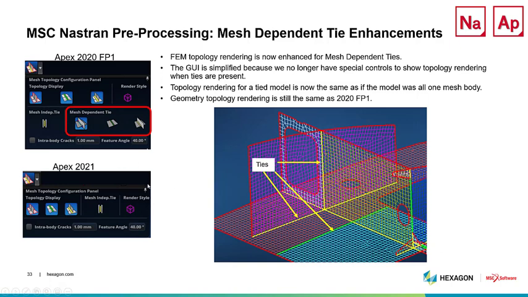In Apex 2021, due to the new capabilities, or basically the lack of restrictions, now you have the ability to show topology rendering when edge ties are present. Before, you had a lack of capability, and now that we fixed that, you can render your orphan mesh with edge ties better, if that makes sense.